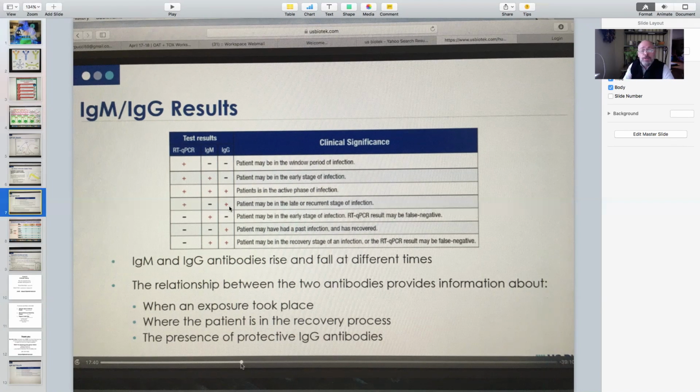It doesn't mean that. It could possibly mean that that person's immune system is just more compromised and they're not having a robust antibody or immunological response. It's too weak and they're more susceptible.